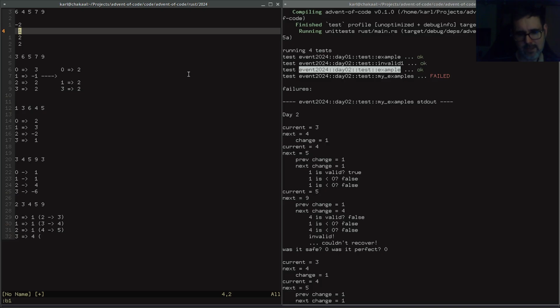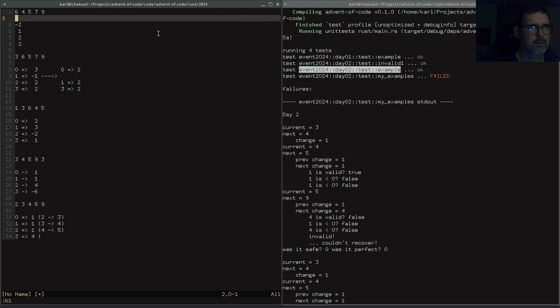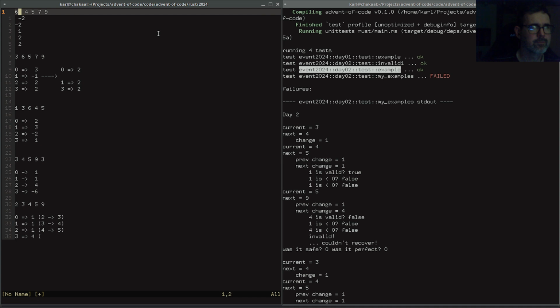And then I was treating that as a transition. So in this case, this -2 here is a transition from 6 to 4. So I was saying, well, this is a bad transition. So if we throw out, well, the first one's a special case because we can just throw out the first one and then ignore this transition.